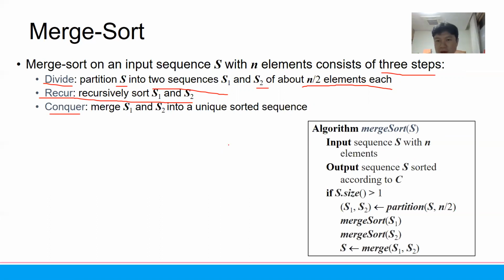The simple algorithm is written in this pseudocode. You have the input and the output, and if the size is greater than 1, you do the partition. Whenever you do this partition, you do the merge sort on S1 and the merge sort on S2, and finally you do the merging of S1 and S2. So the merge sort is this one. It means it is recursive, you will just keep looping until the last one.